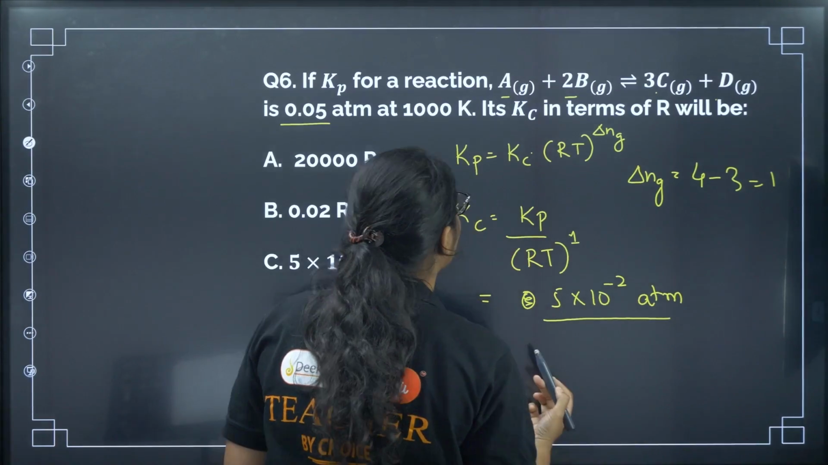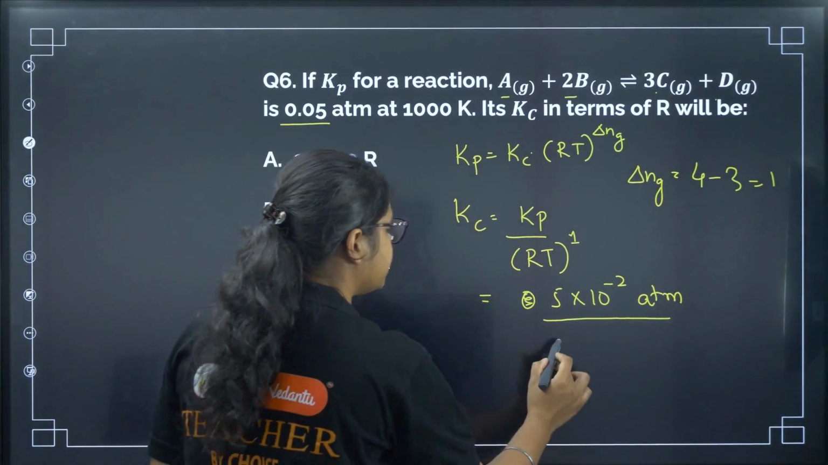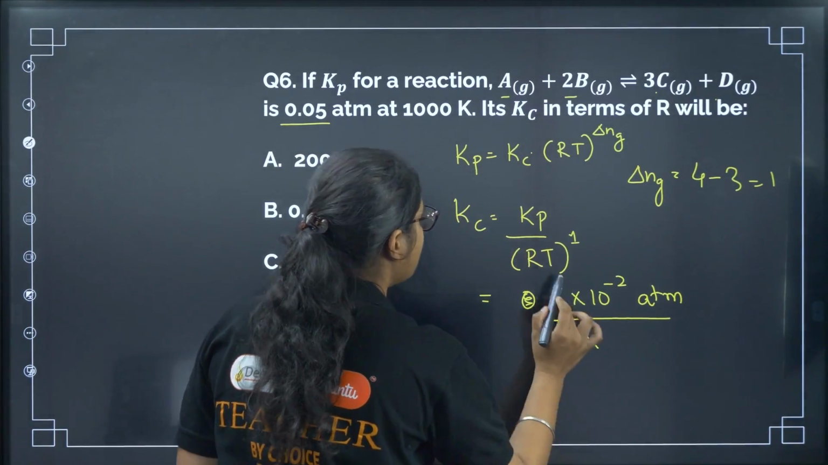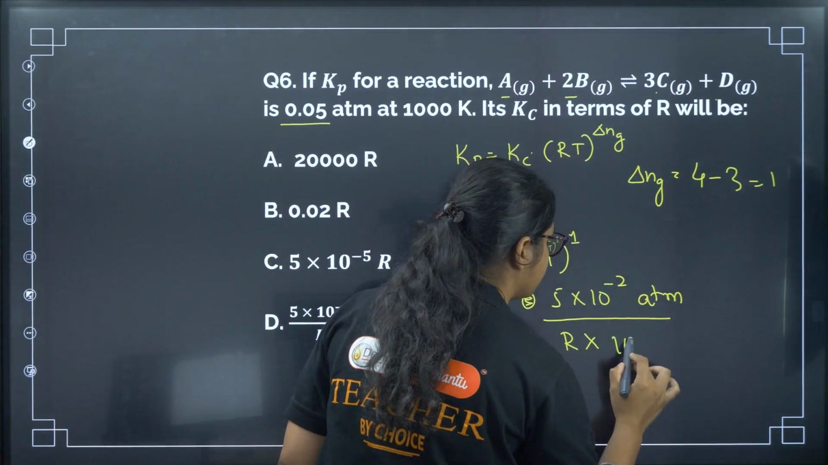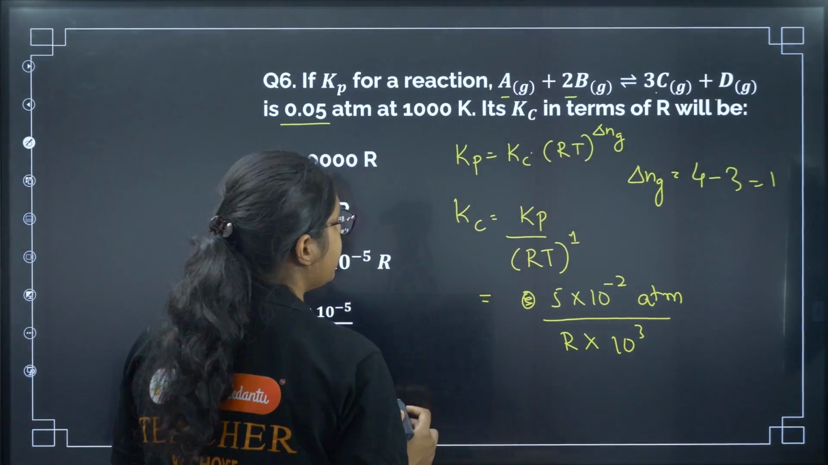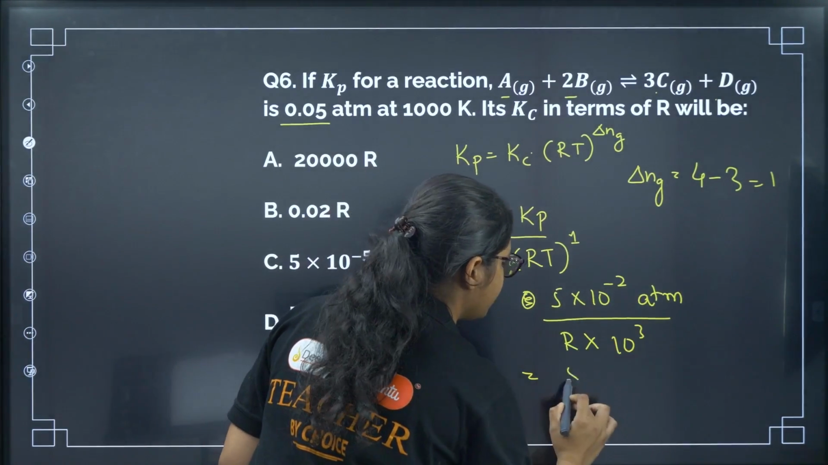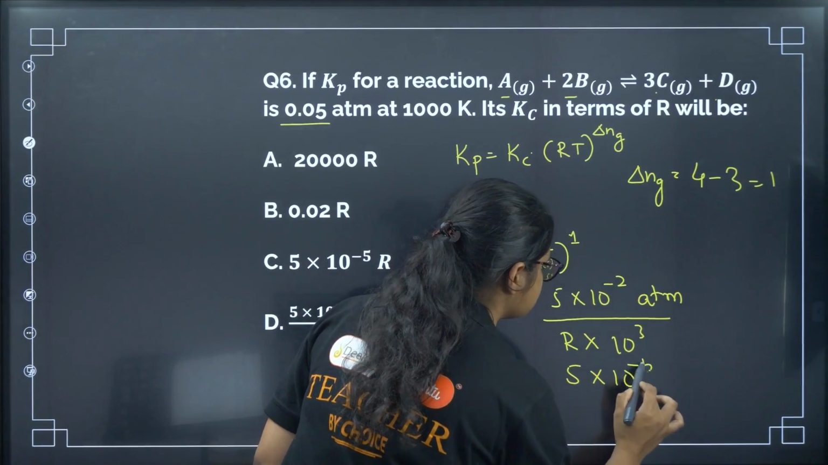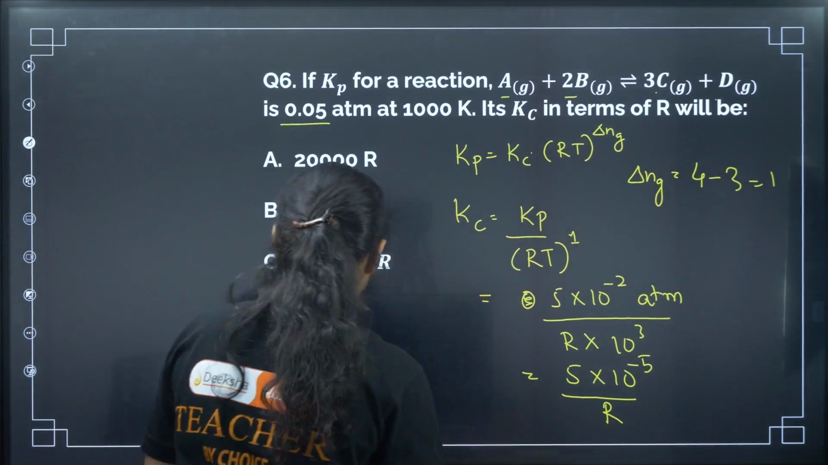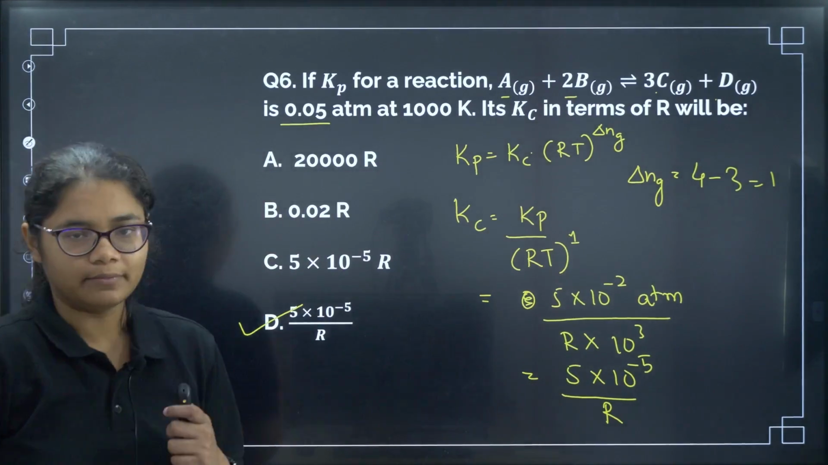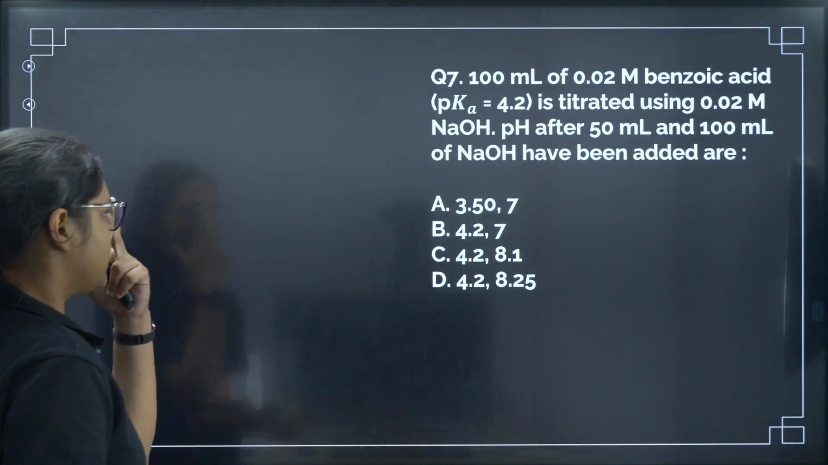Then we have R, and then the temperature is 1000 Kelvin, that is 10 to the power of 3, right? So now if this goes up, we'll get 5 into 10 to the power of minus 5 by R. So the correct answer for this question will be option number D. Now let us see the next question.